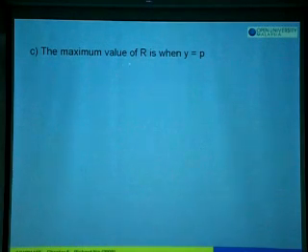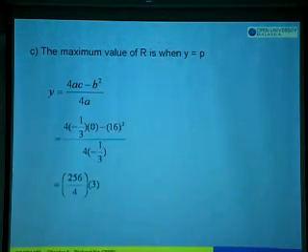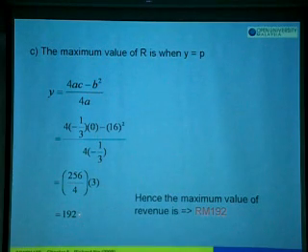Next, the maximum value of R. So what is the value of R? We have found the value of P that makes the revenue maximum is equal to 8 ringgit just now. So we use the value Y, representing the revenue. So substitute into the formula 4AC minus B squared over 4A. Alright, so A is negative 1 over 3 times 0 minus 16 squared. From here, when you simplify, you will get 192.